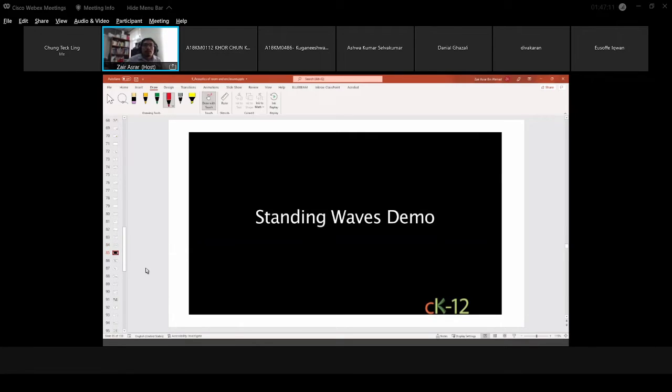If you want to see what a standing wave looks like, this is not directly related to sound. It's more like a standing wave in vibration, but you can relate this closely to sound. It's basically the same thing. You can have a standing wave in vibration as well as a standing wave in sound.